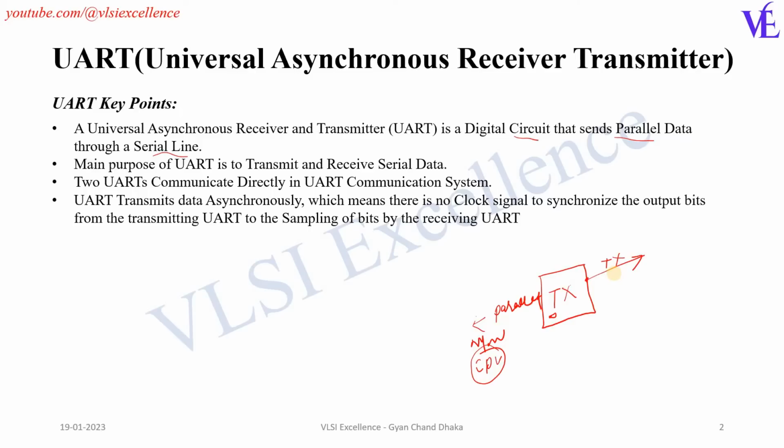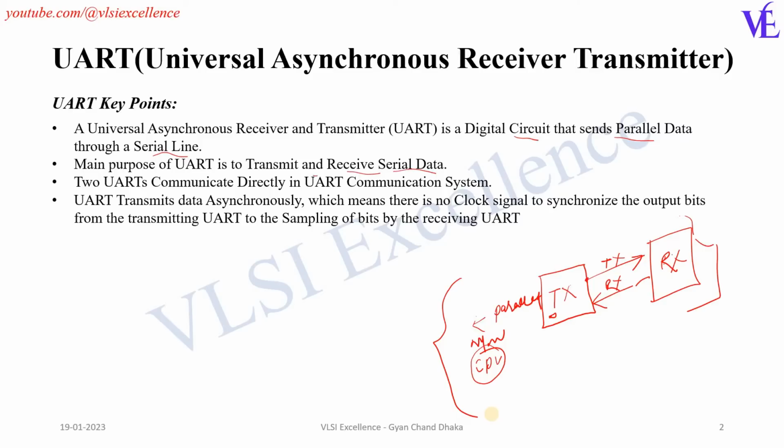So basically there are two lines in the UART communication protocol. One is UART TX and another one is UART RX. This is how the UART communication system looks. We will cover this in more detail in the incoming slides. The main purpose of UART is to transmit and receive data serially. Two UARTs communicate directly in a UART communication system, so we have only two UARTs communicating directly to each other.